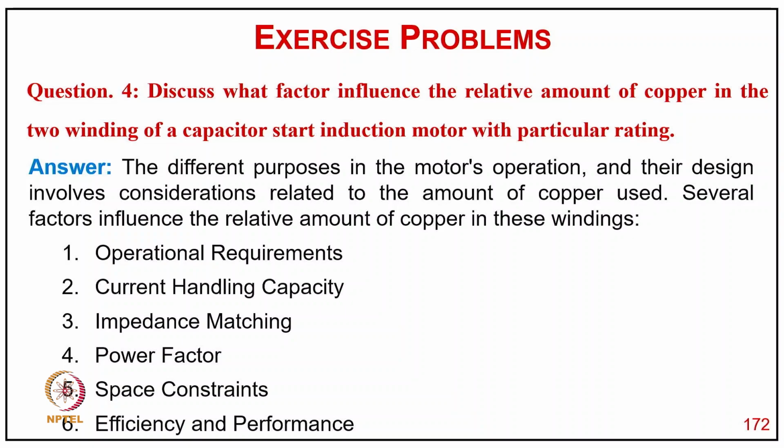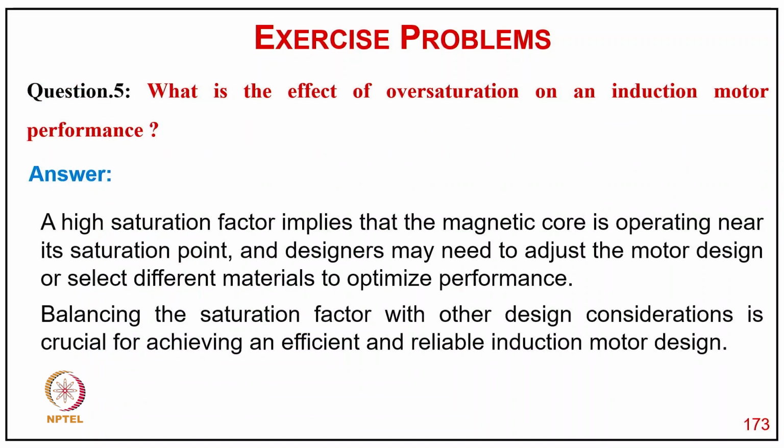Now coming to question 4: discuss what factors influence the relative amount of copper in the two windings of a capacitor start motor with a particular rating. The different purposes of motor operation and their design involve considerations related to the amount of copper used. Several factors influence the relative amount of copper in these windings, like operational requirement, current handling capacity, impedance matching, power factor, space constraint, and efficiency and performance.